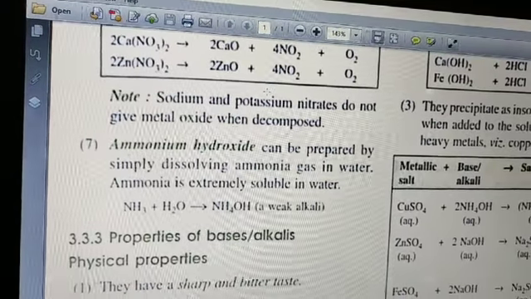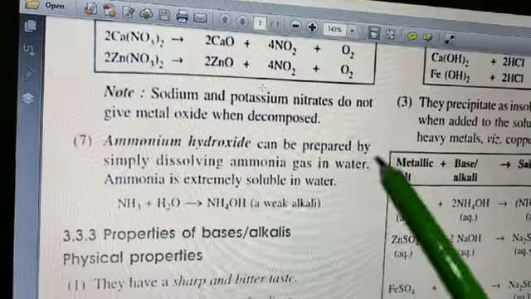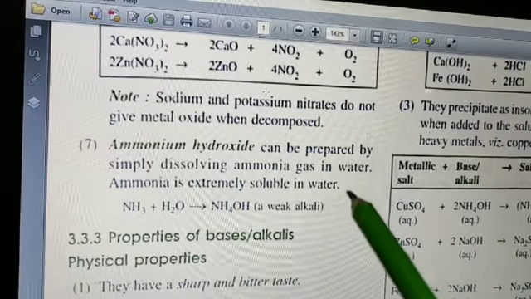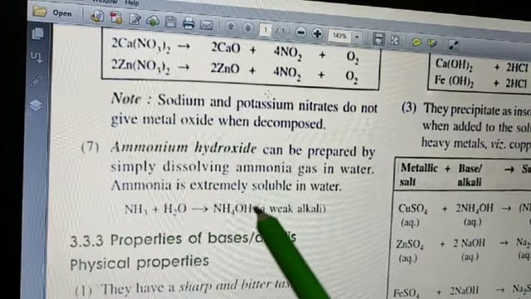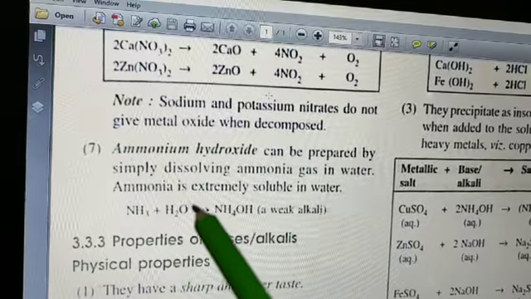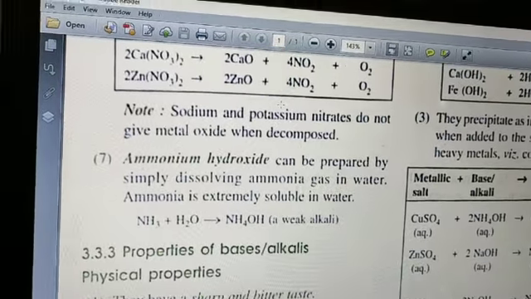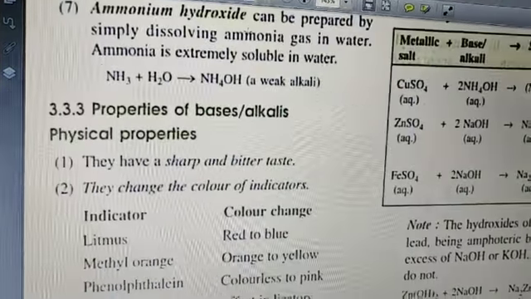And the last method is that ammonium hydroxide can be prepared by simply dissolving ammonia gas in water. So for the preparation of ammonium hydroxide we need to simply dissolve ammonia gas in water. You'll get ammonium hydroxide, which is a weak alkali.